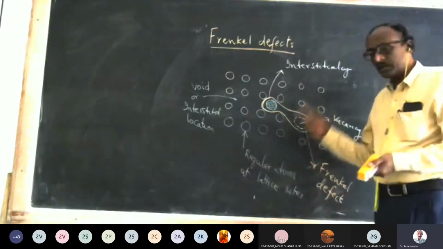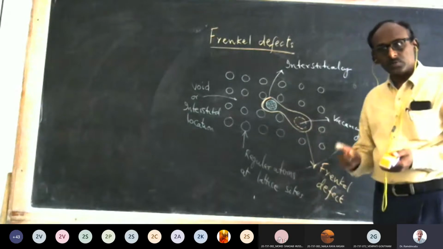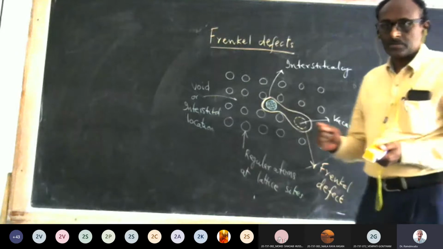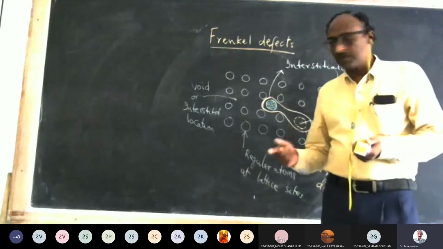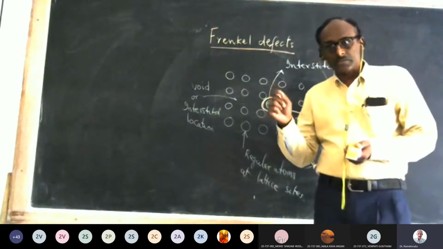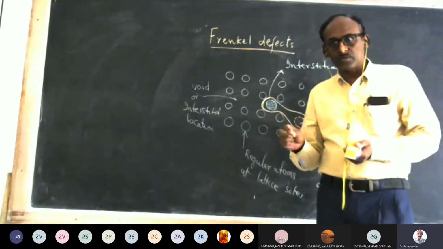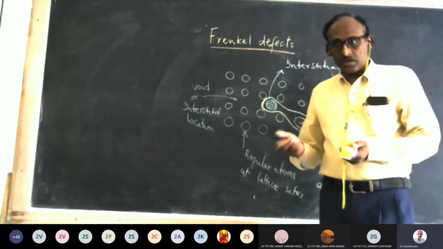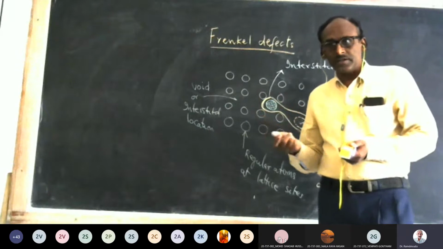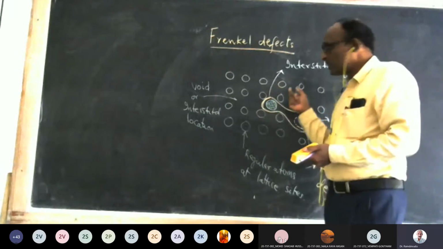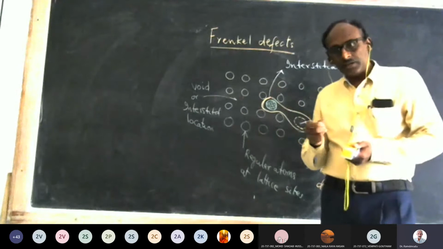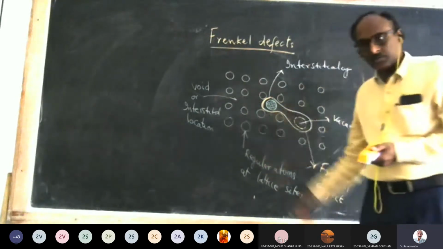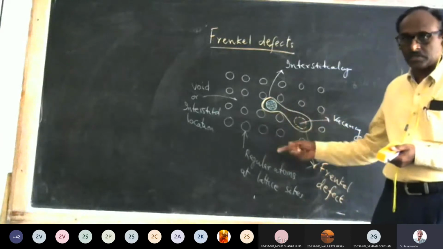But both Frankel defects and Schottky defects are temperature dependent. In general, defects are temperature dependent. As you increase the temperature, the thermal vibration increases and the atom vibrates from its mean position more and more. If the supplied thermal energy is large and more than or equal to the defect formation energy, then that atom will go away from the lattice location. Thereby, the defects will increase.